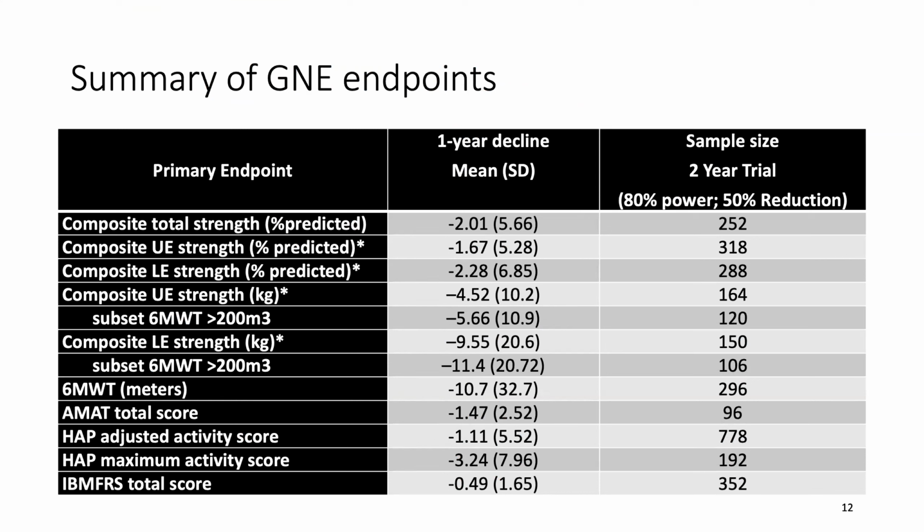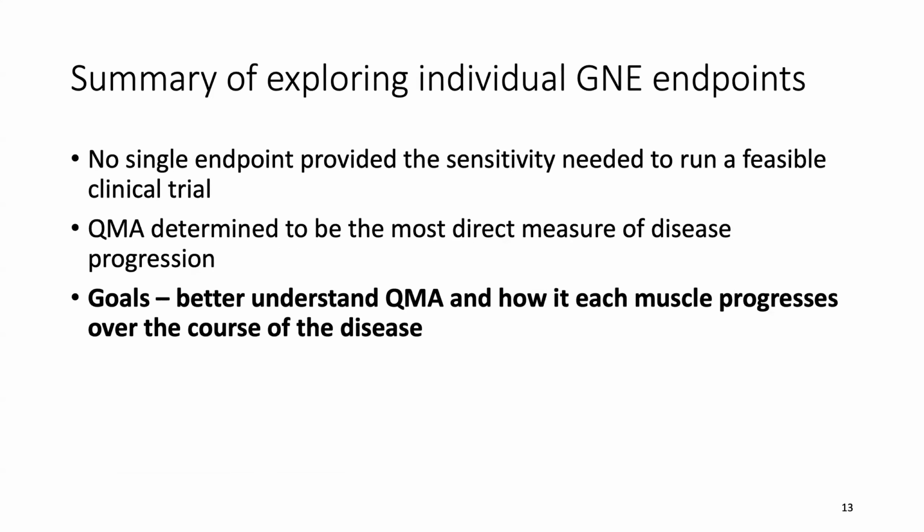But of course, it's not just what endpoint can give me the best power. You need to have a regulatory endpoint and a patient-centered endpoint, one that matters to the patients. And it turns out that none of these single endpoints were really sensitive enough to run a feasible trial, although that AMAT got a little bit close. But also QMA was really determined to be the most direct measure of disease progression. It was determined that that could be a regulatory endpoint, and it was very patient-centered. Patients said, my disease is muscle degeneration. I think it is very important to measure the strength that I can maintain on my muscles.